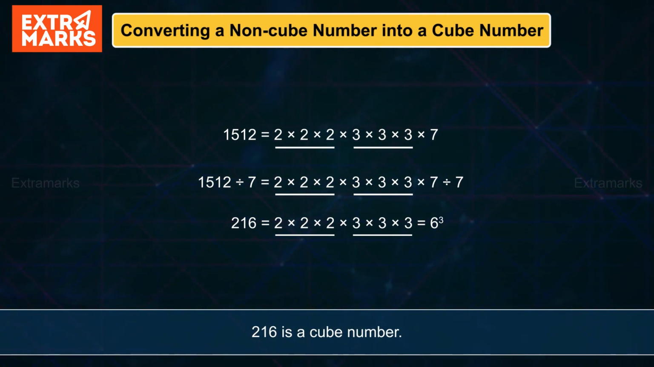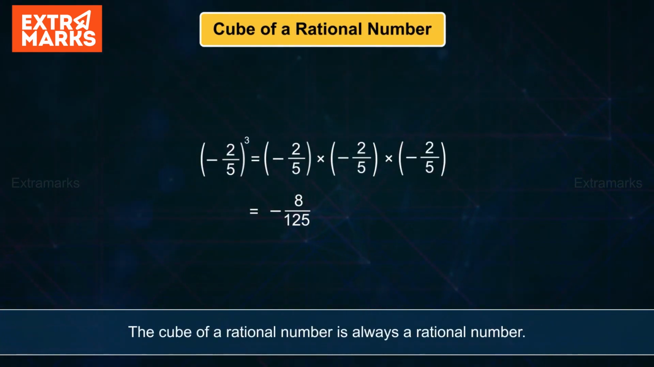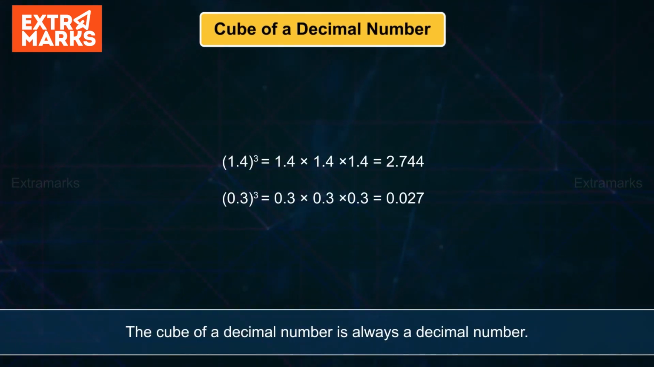Now, let's discuss the cube of a number which is not a positive number. The cube of a negative number is always a negative number. The cube of a rational number is always a rational number. The cube of a decimal number is always a decimal number.